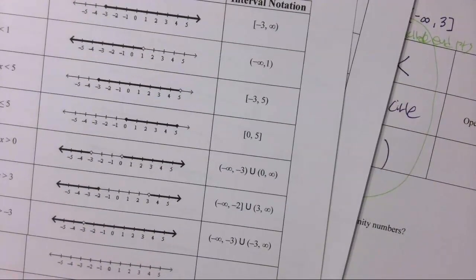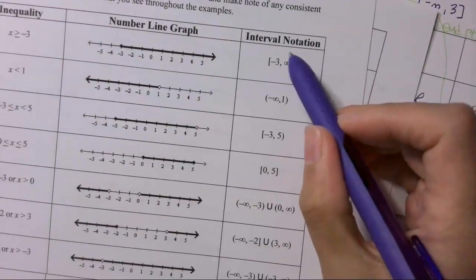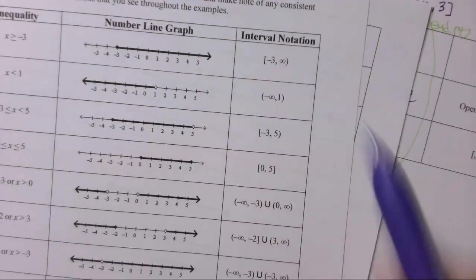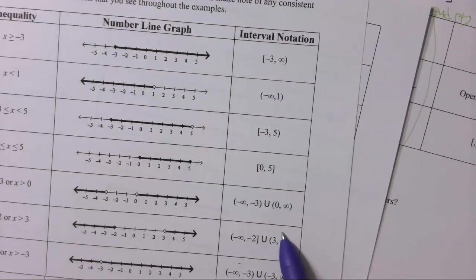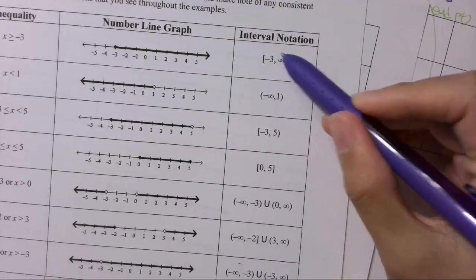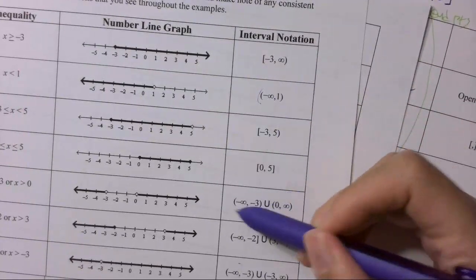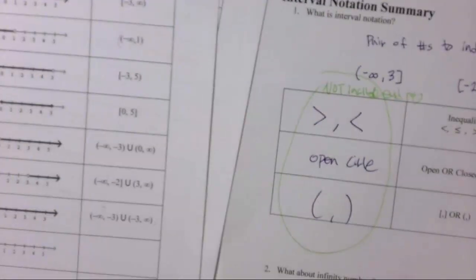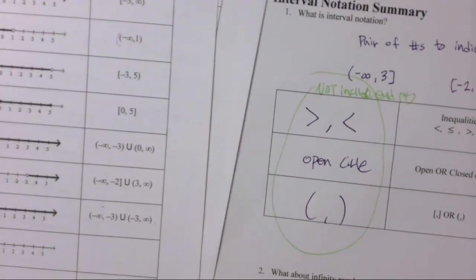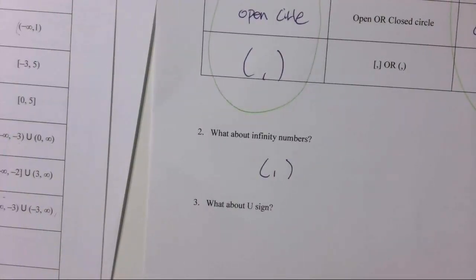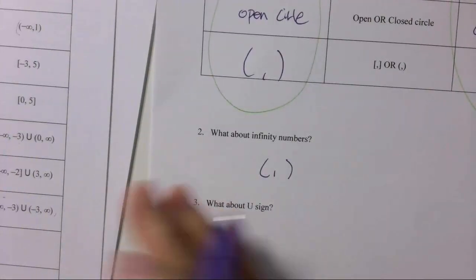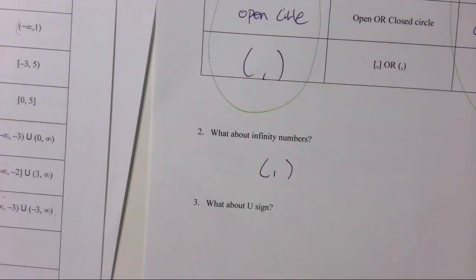Alright, now what about infinite numbers? So when you have negative infinity or positive infinity, what kind of thing does it always go with? It always goes with the parentheses. Why would that be? If you actually think about it, it kind of makes sense. Because infinity is a concept. It's like a bigger number without the bound.